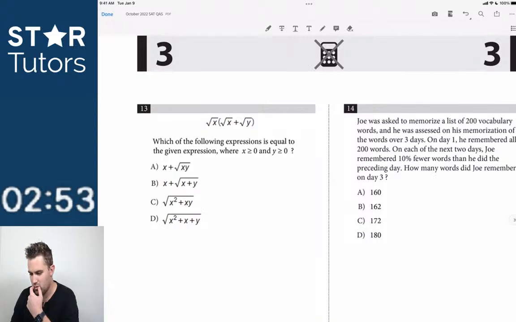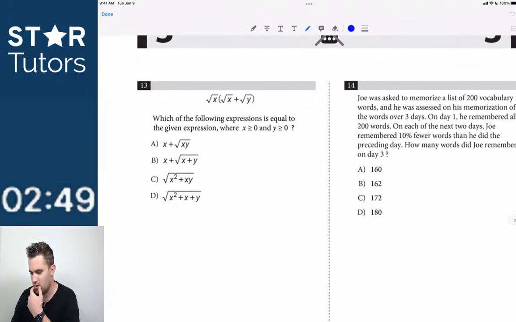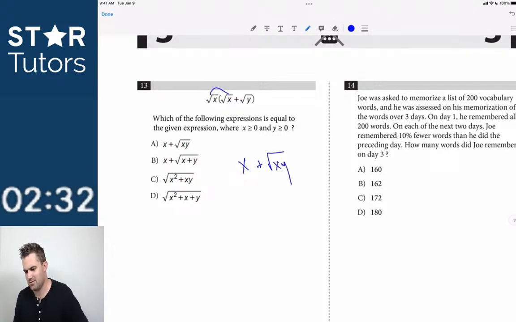which of the following expressions is equal to the given expression, where x is greater than 0 and y is greater than or equal to 0? Well, don't we just multiply that in, right? So x times root x squared is just x, right, plus root x times y. I think we multiply those radicals together, right? I think that's right.